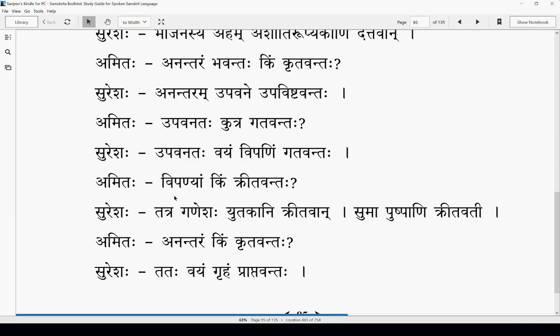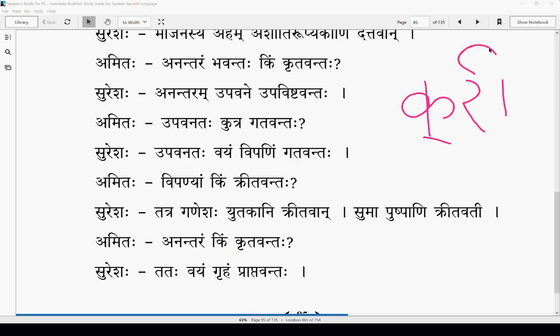Vipanyam kim kritavantaha? Tatra Ganeshah yutakani kritavan, Suma pushpani kritavati. Sorry, kritavati. Vipanyam kim kritavantaha? Ganesha bought the shirts and Suma bought the flowers.